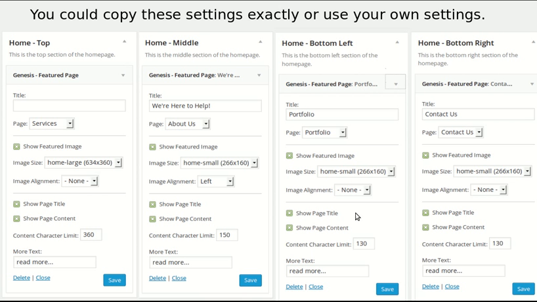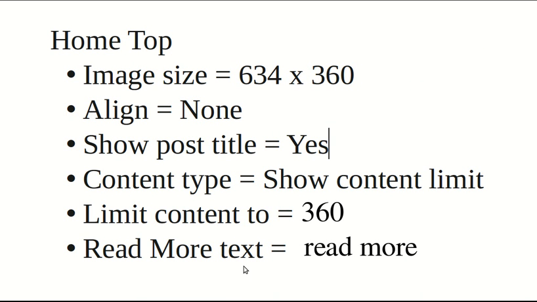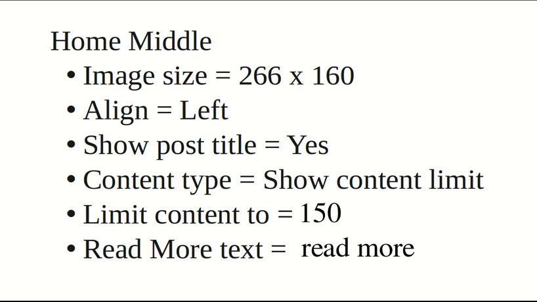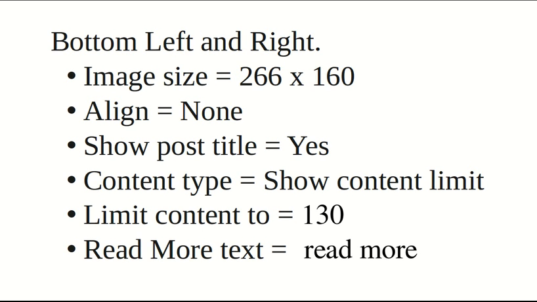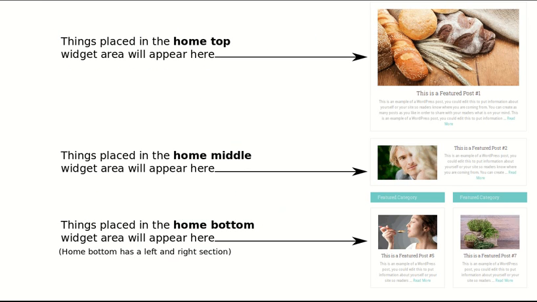So I've made you a screenshot here. These are the settings for home middle, settings for home bottom, and for home bottom left and right. And these are the settings in a bit more easy to read format. Home top, home middle, home bottom left and right. So stop the video at that point and you can read through and see just what you need settings to be. If you put something in this area here, it's the home top widget area, that's the home middle widget area, that's the home bottom left and right.